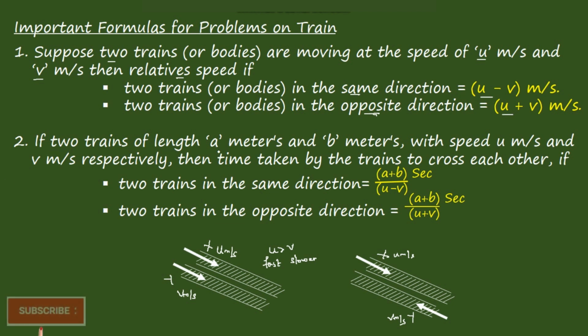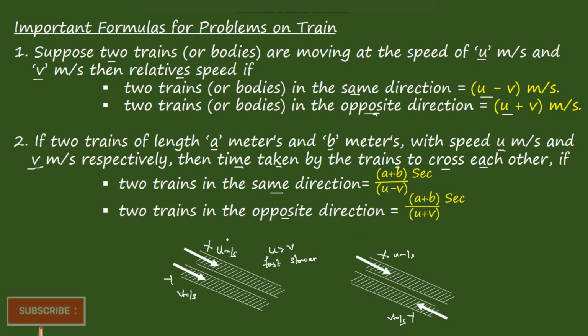If two trains of length a meters and b meters, with speeds of u meters per second and v meters per second respectively, then the time taken by the trains to cross each other, if the two trains are in the same direction, is given as a plus b by u minus v. If the two trains are in the opposite direction, it is given as a plus b by u plus v.